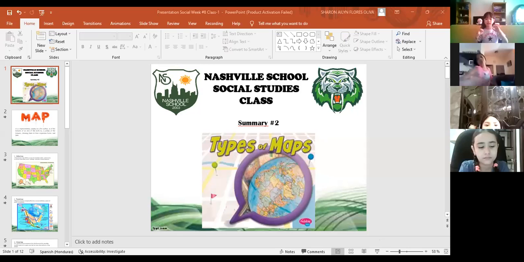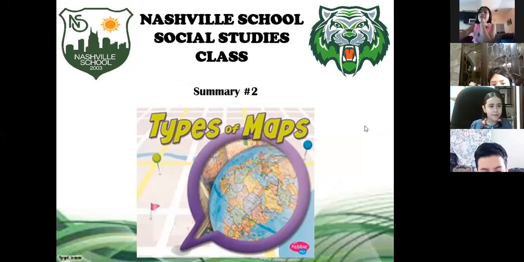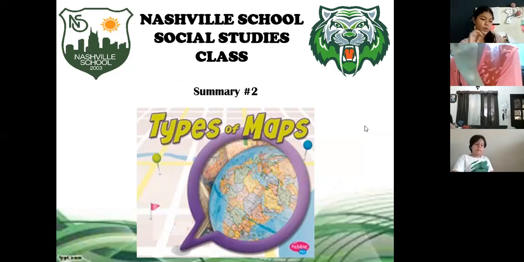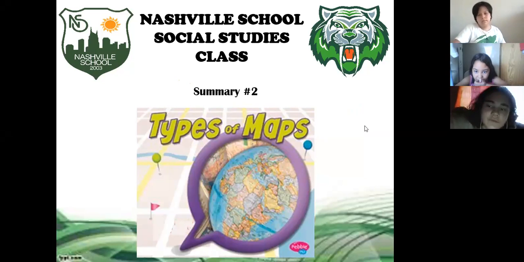Okay, let's start with the first review for social studies. Remember, you are not going to copy in this class, but you can have your notebook to check the annotations. All this information you already copied in the previous weeks. So let's review types of maps.